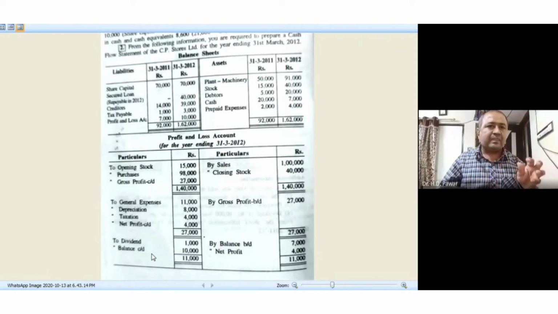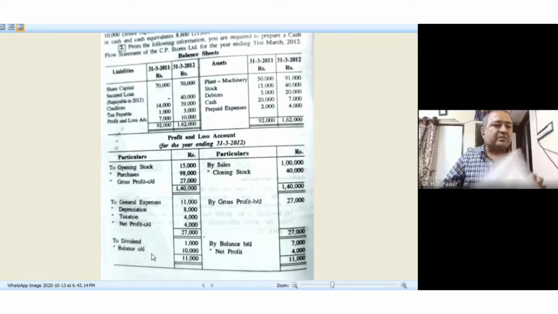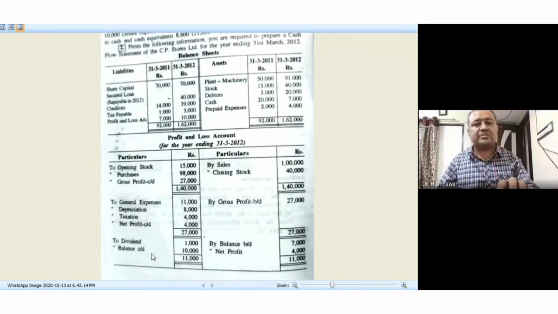So here in this example, we have 2 years' profit and loss account, and apart from this, the current year's balance sheet is given. From the beginning to the end, information is available to us. So on the basis of this information, how we calculate the example based on the direct method for calculation of operating cash flow, that we will discuss today.